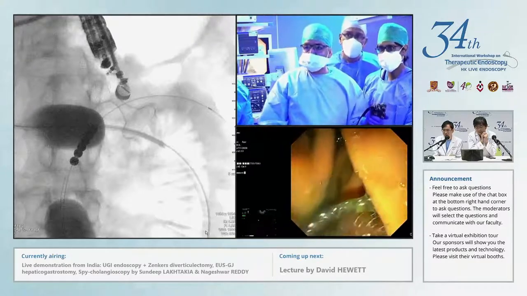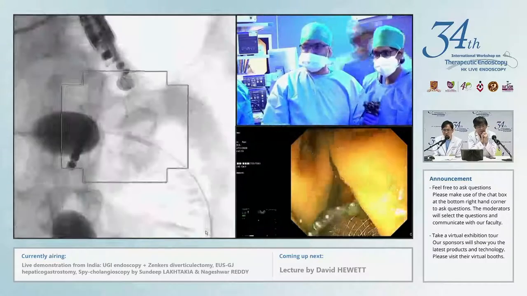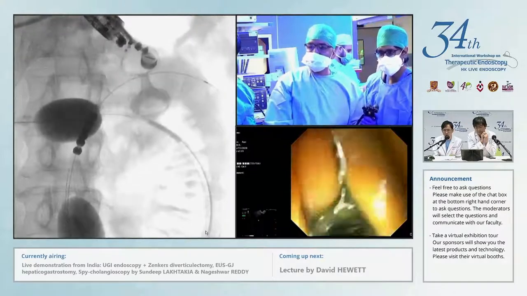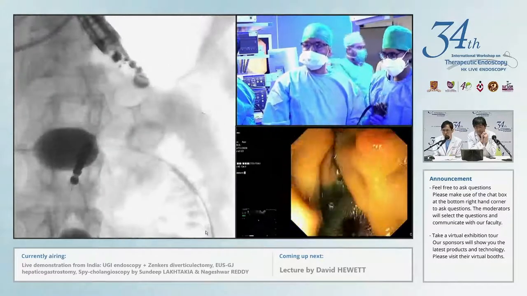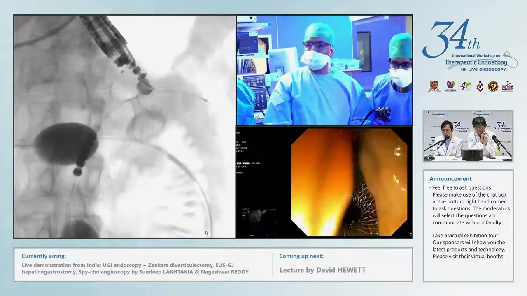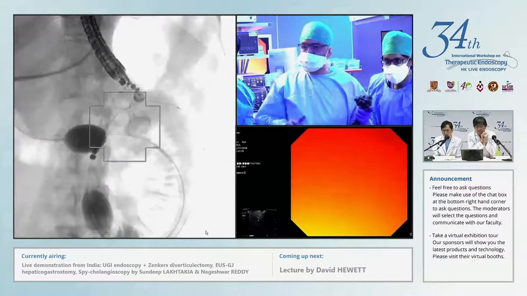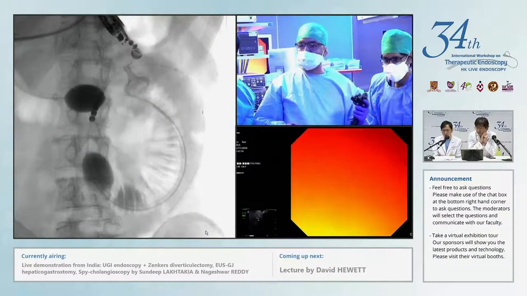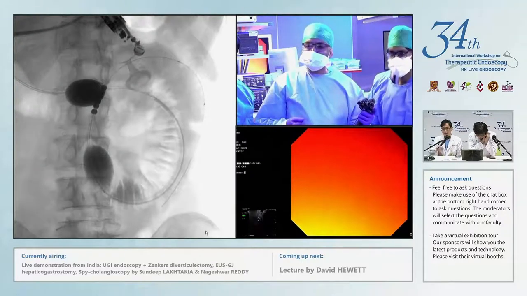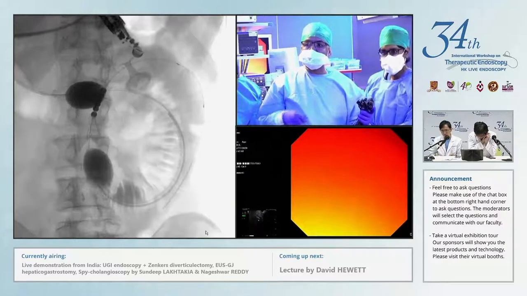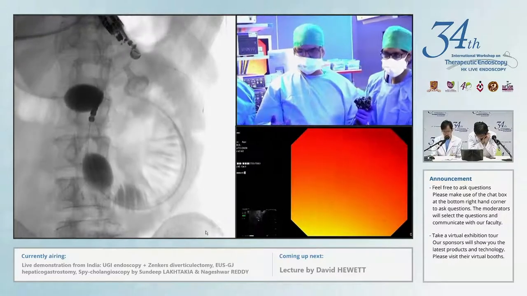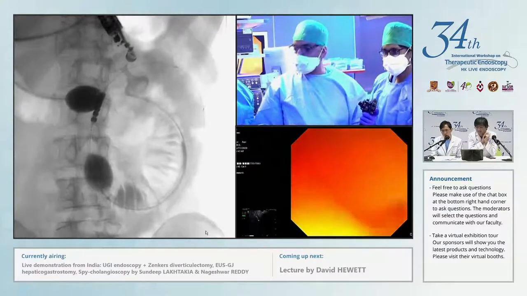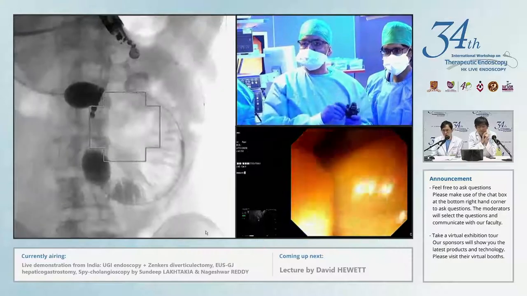Can you have the fluoro now? Yes. So we are now deflating, slowly deflating both the balloons. Can you minimize the picture, please? Yeah, that's right. So you can see the balloon getting smaller in caliber. That's important. If you pull back the inflated balloon, it will hit the inner end of the stent and can cause malposition or migration of the stent, which you don't want to happen. So there's no hurry in doing any of those things.